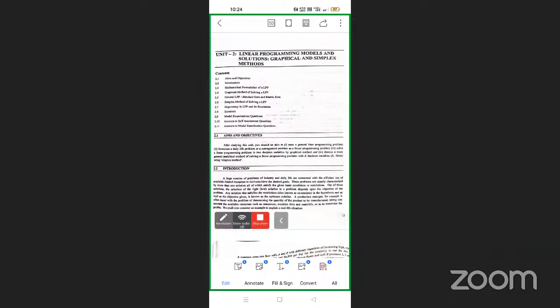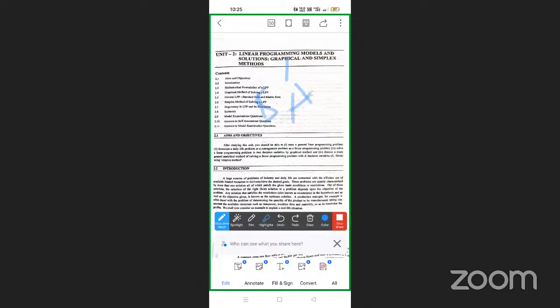So next topic. Next one, Unit 2, LPP, Linear Programming Models and Solutions, Graphical and Simplex Methods. So graphical methods are important for SEAQ, short answer questions.